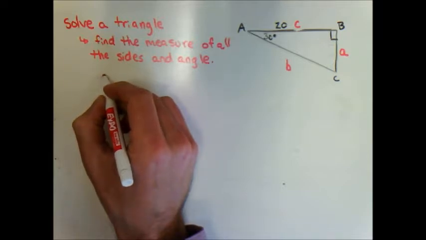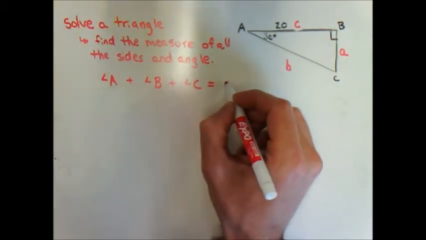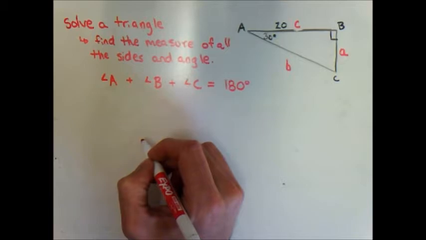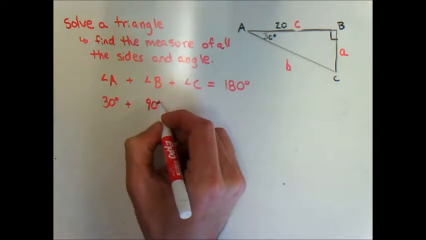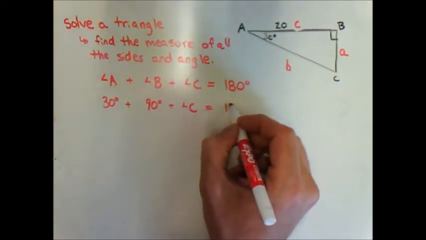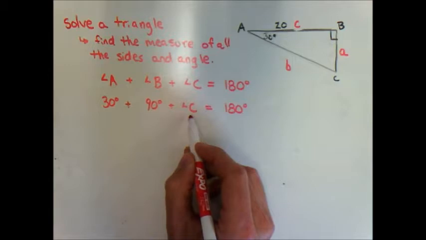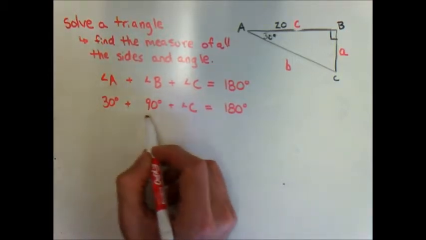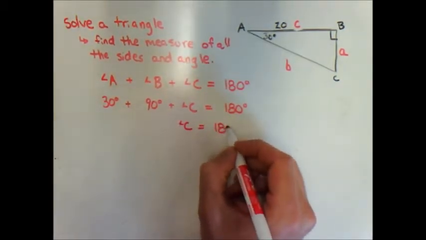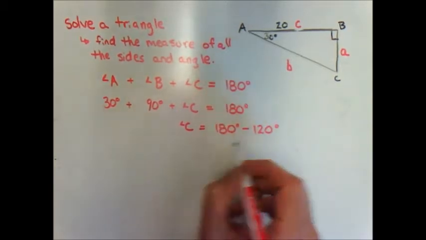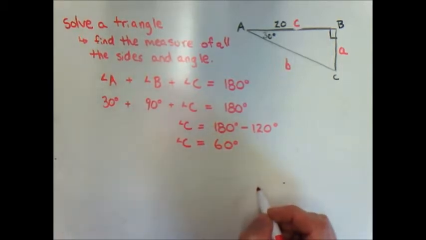We know that in any triangle, the measure of angle A plus the measure of angle B plus the measure of angle C is going to equal 180 degrees. In this case, we know that angle A is 30 degrees, angle B is 90 degrees. We don't know the measure of angle C, but we know that those added up are going to be 180 degrees. Now we have one equation, one variable. We can solve this simply by subtracting 120 from the right side of our equation. So the measure of angle C is 180 degrees minus 120 degrees, which is 60 degrees. So we have our three angles.